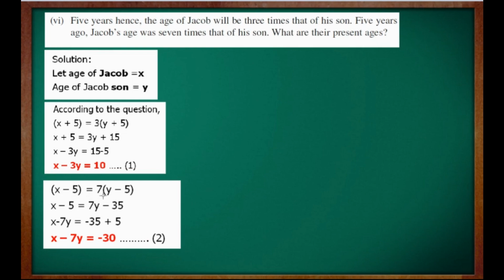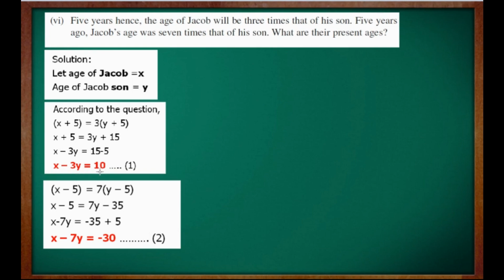x minus 5 is equal to 7 times. It is a condition given in the question. y minus 5. His son's age will be y minus 5, 5 years ago. So simple calculation, x minus 5 is equal to 7 times y is 7y, 7 5s are 35. x minus 7y is equal to minus 35 plus 5, which is minus 30. So I will assume x minus 7y is equal to minus 30 as second equation.